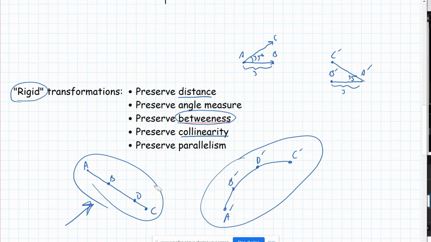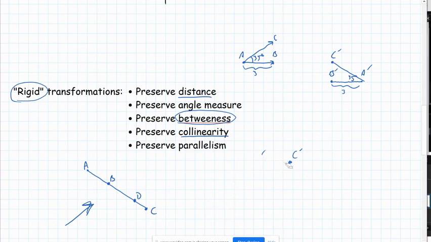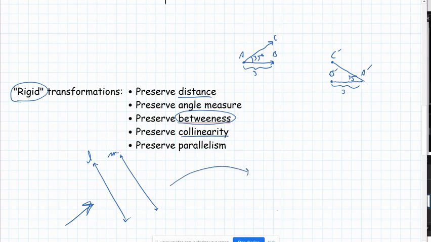Okay, and then the last one is preserving parallelism. So parallelism says that if we have two parallel lines, L and M, and those lines are parallel, then under the transformation, let's say they end up like this, L' and M'. If the original lines are parallel, then in the image, they should be parallel as well. And if that happens, we say that parallelism is preserved.